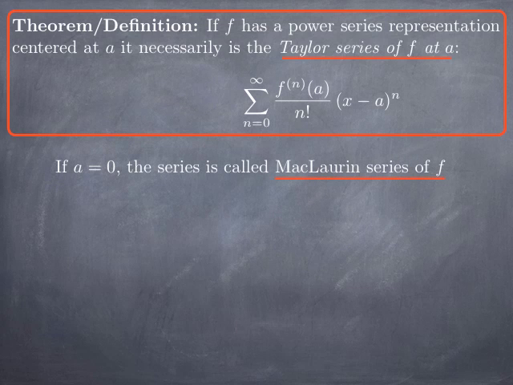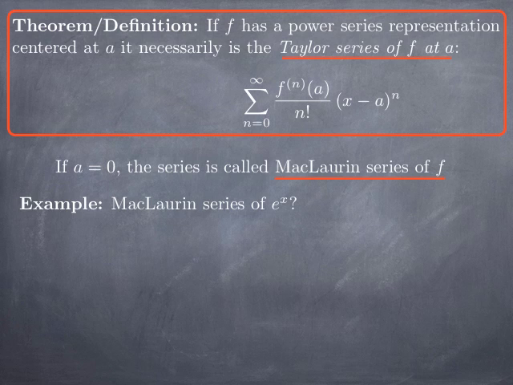For historical reasons, we give a different name when a is 0. In other words, when we have a series with coefficients times x to the n, in this case, we call it the Taylor series at 0. It's also called the MacLaurin series of f. And of course, in that case, we don't need to specify where, because when you use the terminology MacLaurin series, that means you're looking at things centered at 0. So let's look at an example of a MacLaurin series.